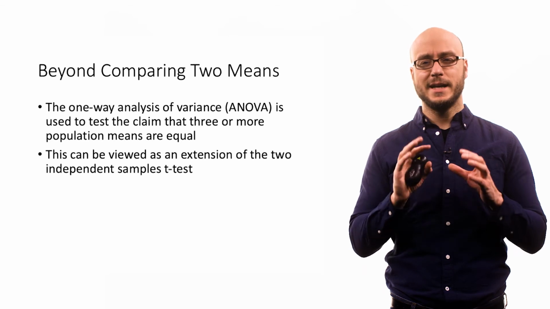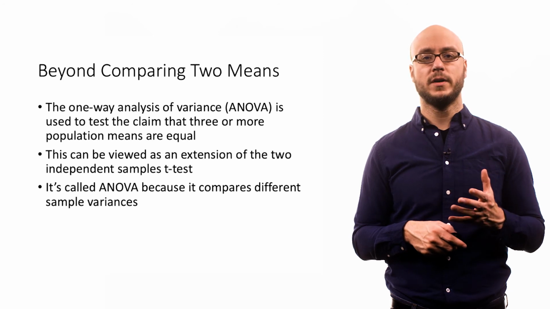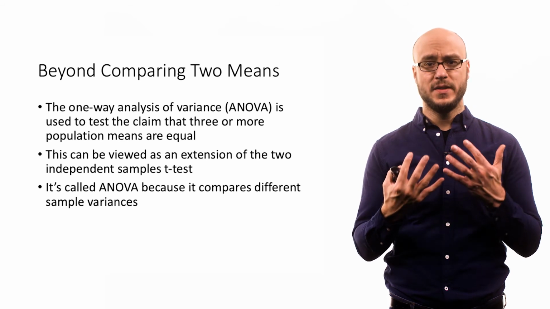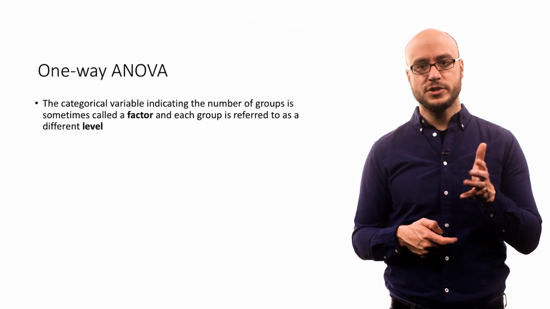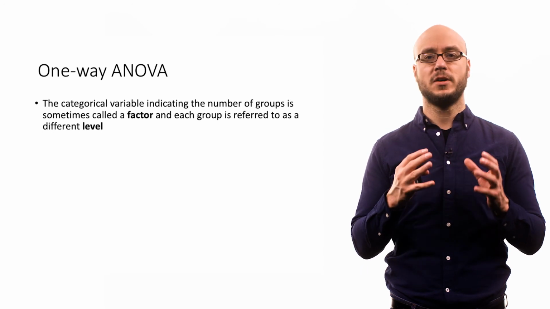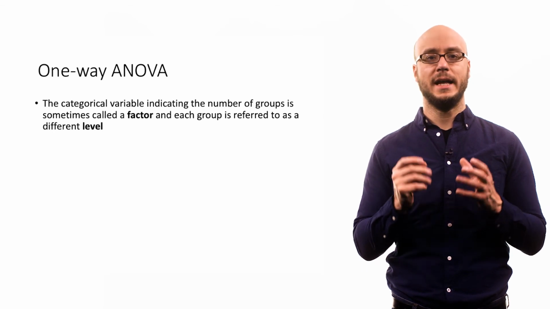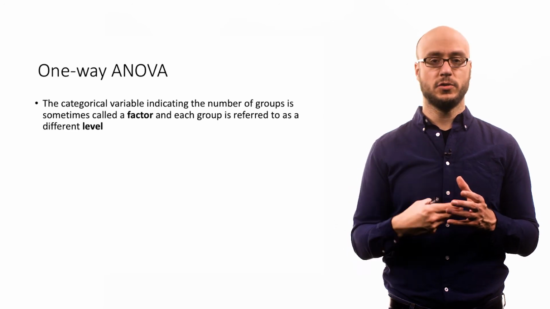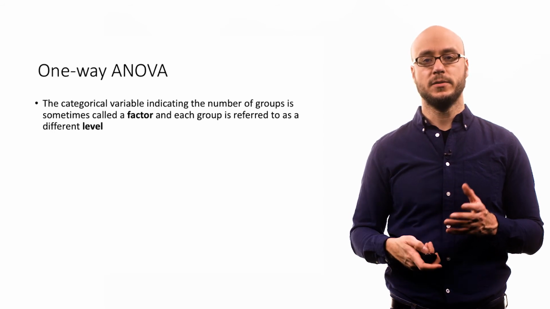You can think of it as an extension of the 2 independent samples t-test. We call it ANOVA because what it's really doing, the fundamental mechanics of ANOVA, is comparing the different sample variances. Just to go over some of the terminology, the categorical variable indicating the number of groups is sometimes called a factor when we talk about one-way ANOVA, and each group or each category is sometimes called a level. So in the case of the mouse study, we have 1 factor, these different treatment control conditions, but we have 3 levels: light-light, light-dark, and dim at night, or DM.